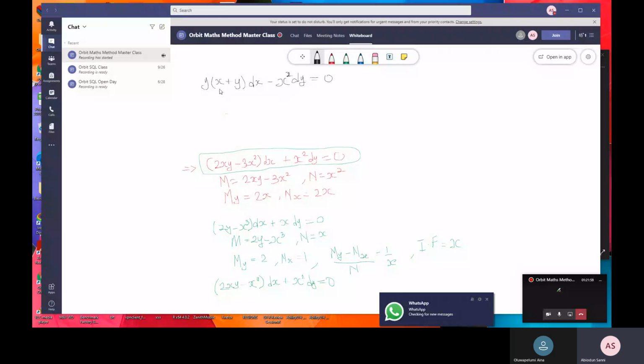Xy is like a power of 2 because x is power 1, y is power 1, so combined power of 2. Y times y is y squared, power of 2. X squared, power of 2. So they are of the same order, so it's a homogeneous equation.